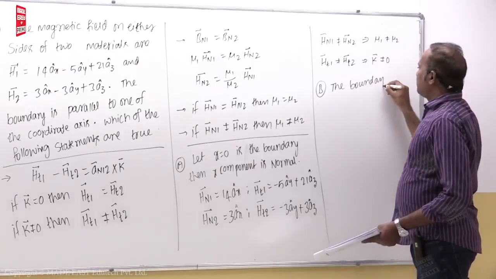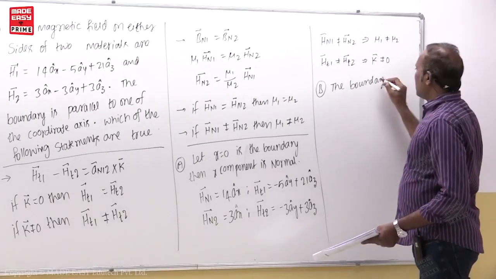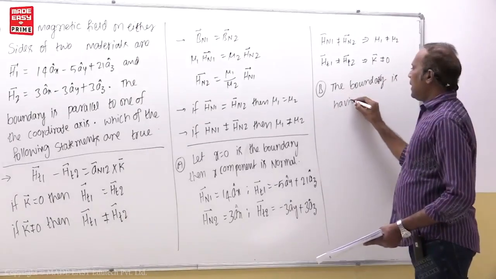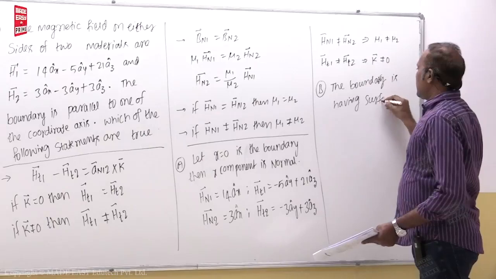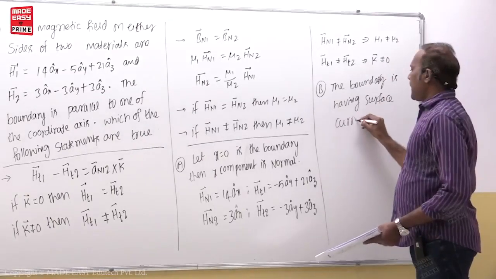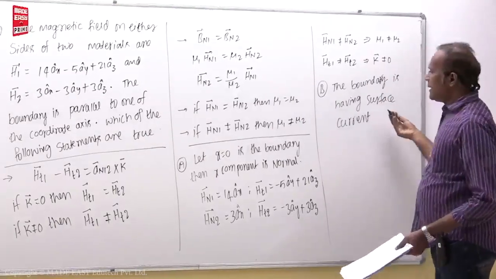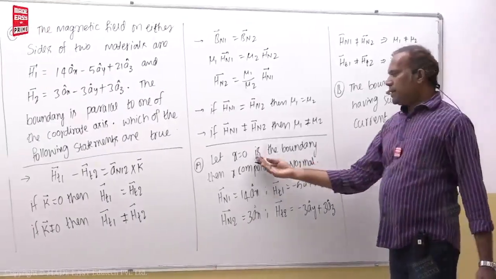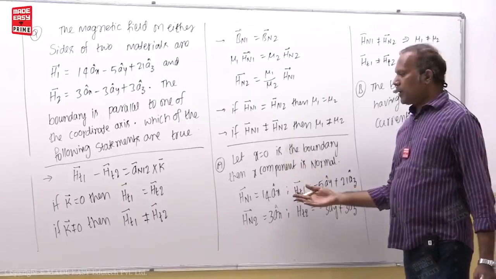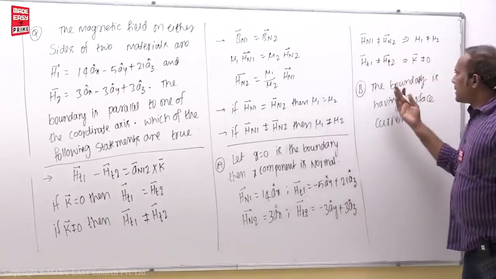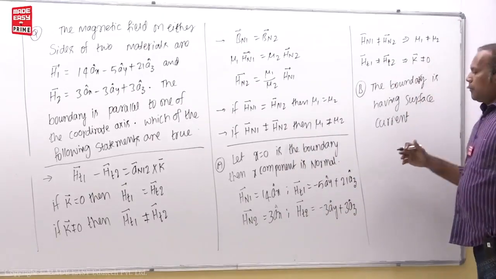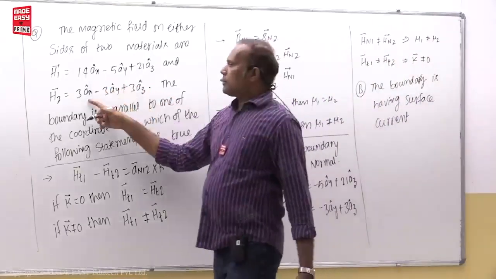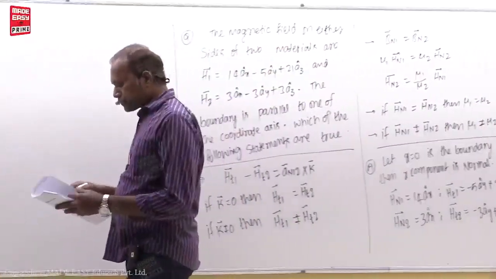The boundary is having surface current, or otherwise surface current density is there. So that is the answer. Okay, student. Now, even if you take the y equal to 0 boundary or z equal to 0 boundary, for all the cases ht1 is not equal to ht2, because ultimately these two vectors are not at all equal. So that is the answer, students.